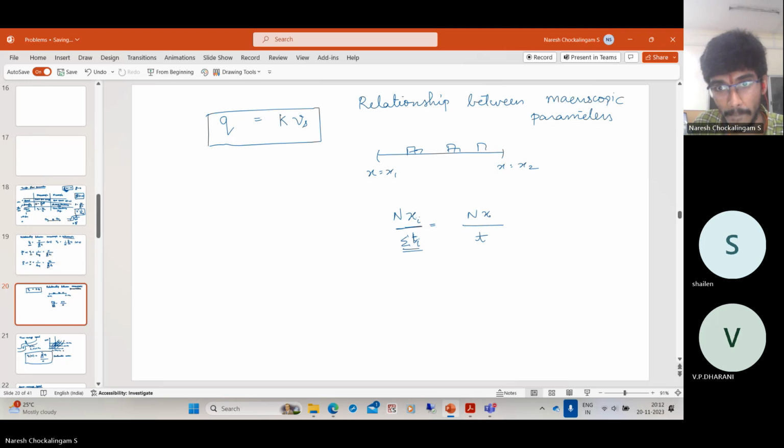Now, what is the total number of vehicles in the given stretch? It is the density times the length.